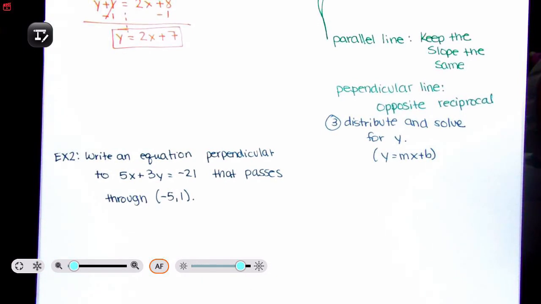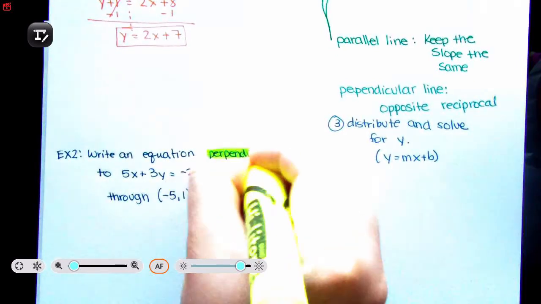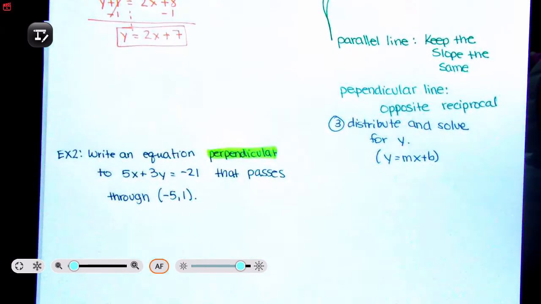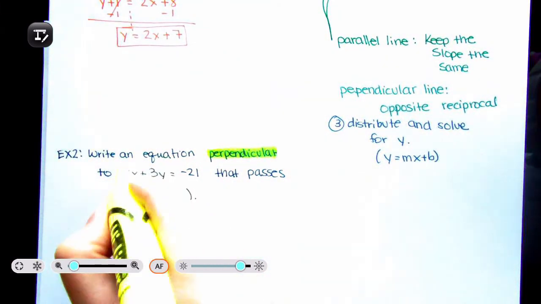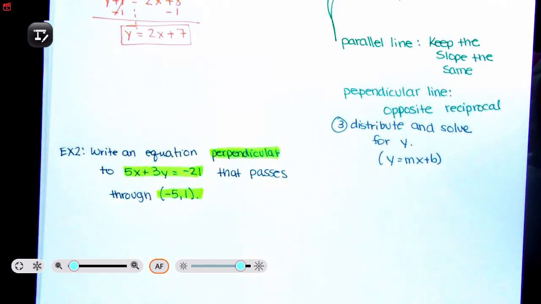So super important is to know that you're looking for something that's perpendicular. Here's your given line, and here's the point that we want our new line to go through. We are still using the steps that we used in example number 1, but our steps are going to be just slightly modified to fit this equation that is given to us in example number 2.